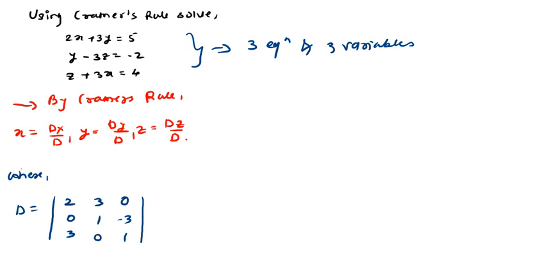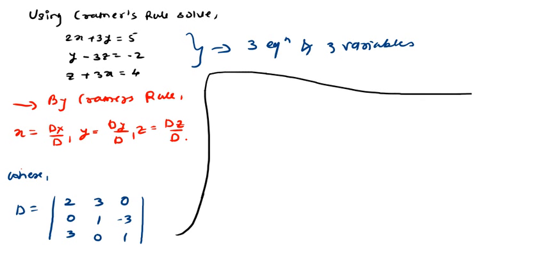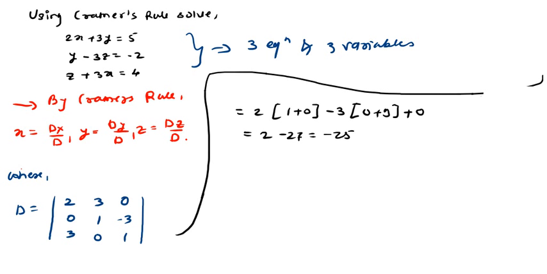So solving this determinant, after solving, which will be 2 into 1 plus 0, minus 3 into 0 plus 9, and plus 0, which will be 2, and this will be minus 27, which is minus 25. So we got the value for capital D.